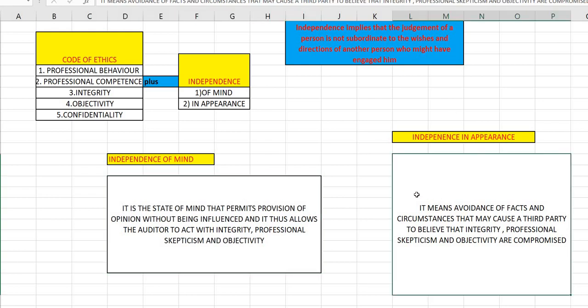Now let's understand independence in appearance. Independence in appearance means avoidance of facts and circumstances that may cause a third party to believe that integrity, professional skepticism and objectivity are compromised. So basically, again I want to give you a good example. There's a company which is a client of yours, and you're going to audit it. You are CA ABC, and the company's name is A Limited again.